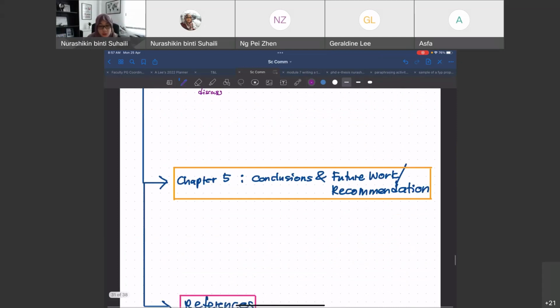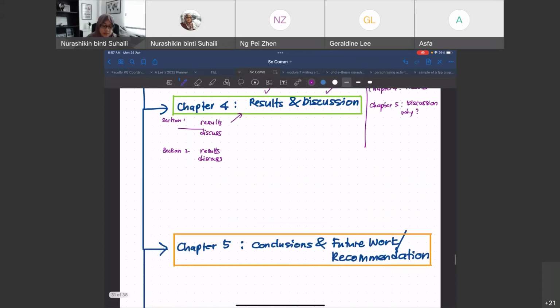Chapter five is conclusions and future work, or we also say future recommendation. This is not the same as chapter four and chapter five. These are not available in a proposal because basically you don't have any results right before you do the research. Conclusion as well, you don't have it in a proposal because you don't have anything to conclude yet. Conclusions are made based on the results. So proposals shouldn't have conclusions.